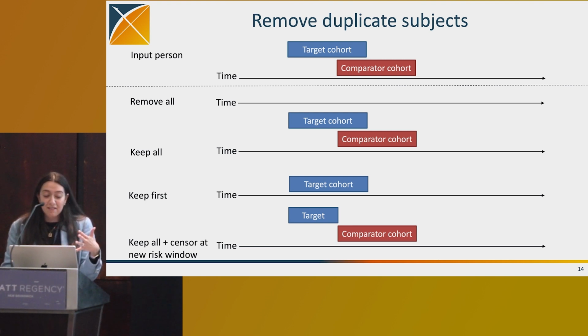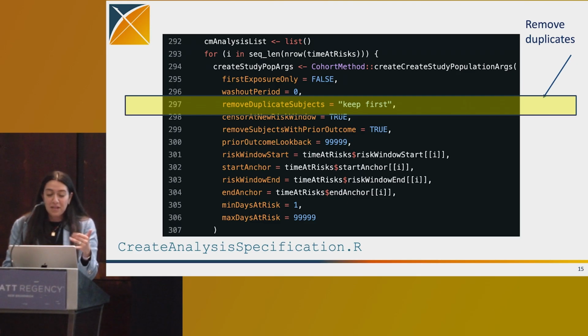Our default is keep first. Again, this is another parameter that's kind of buried deep. Many people don't change this, but if you want to, you just have to find the flag that says remove duplicate subjects and change it accordingly to remove all or keep all or whatever it is you're doing. This one is not often changed. And again, this is in the create analysis specification script, so that's the one script we're working in.